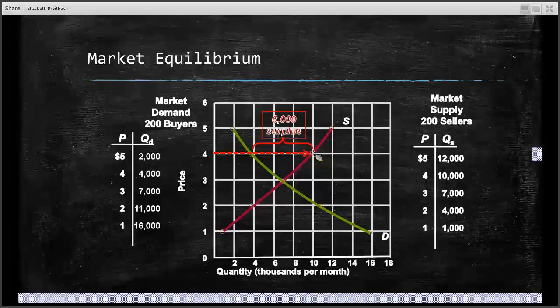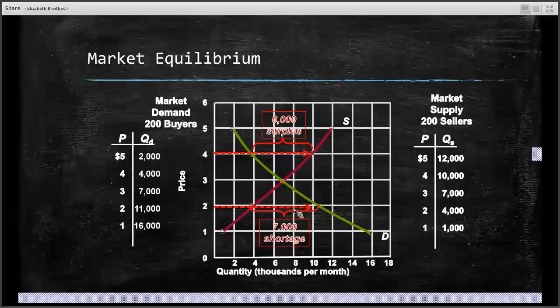So what if they lower it too far? What if they lower it down to $2? At $2, we can see that the quantity demanded is 11,000. So there's 11,000 people in line to purchase the product, but the sellers only want to sell 4,000 units. So now we have a shortage. We're short 7,000 units. The first 4,000 units get bought up, and then 7,000 people are standing there waiting for a product.